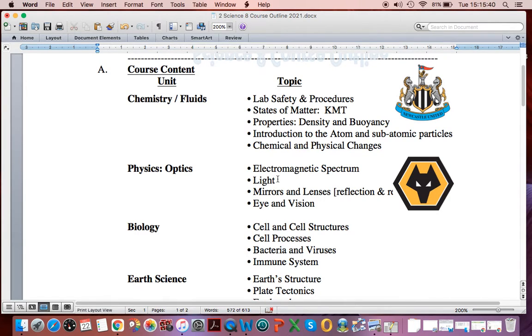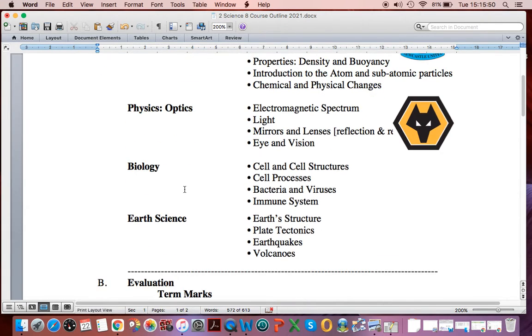The second unit is on light, which is a component of physics. And when we finish the light unit, then we will look at the eye and vision. And of course that ties into physics and also ties into biology.